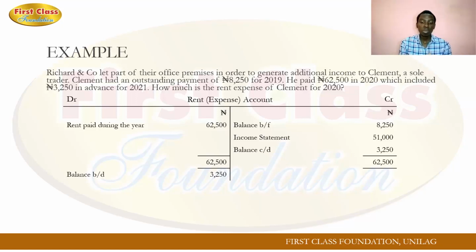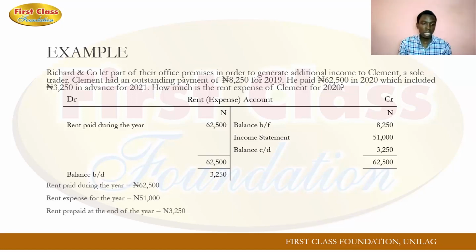And I said that balancing figure is what will be taken to the income statement as the expense for that period. The rent paid during the year is the amount that was paid, 62,500. Then the rent expense for the year is 51,000, the balancing figure we calculated, and the rent prepaid at the end of the year, which will be taken to the asset side, recorded as a current asset in the statement of financial position, is 3,250 naira.